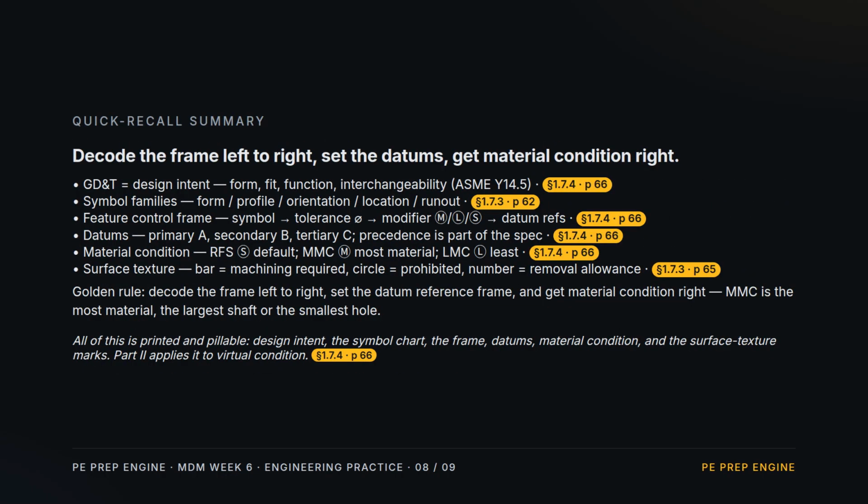Quick recall. GD&T is design intent. 5 control types: form, profile, orientation, location, runout. Read the frame left to right. Symbol, tolerance, modifier, datums. Datum precedence ABC is part of the spec. Regardless of feature size is the default. Maximum material is the most material. Largest shaft, smallest hole. Surface marks, bar requires machining, circle prohibits it, a number is the allowance.